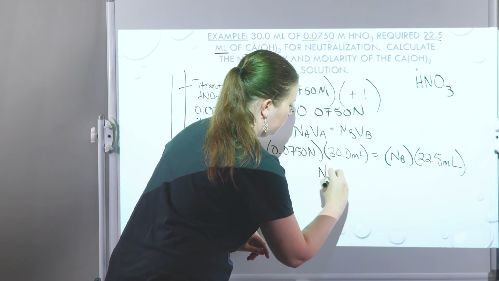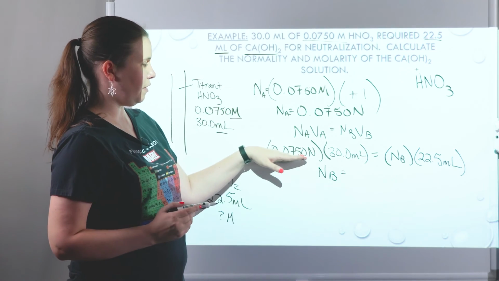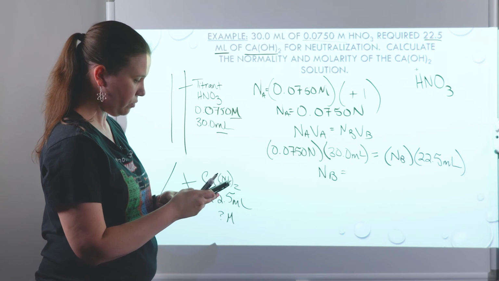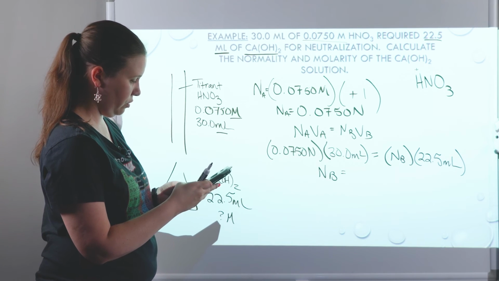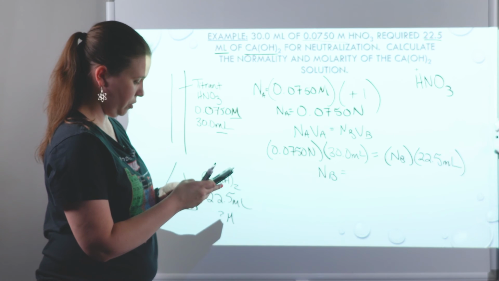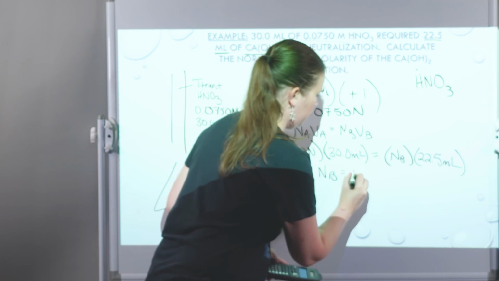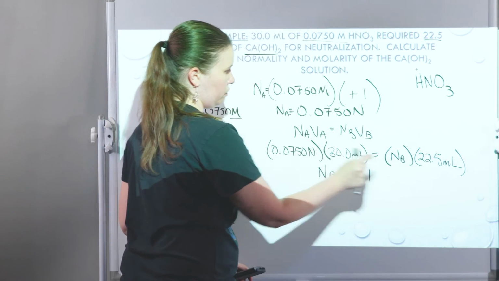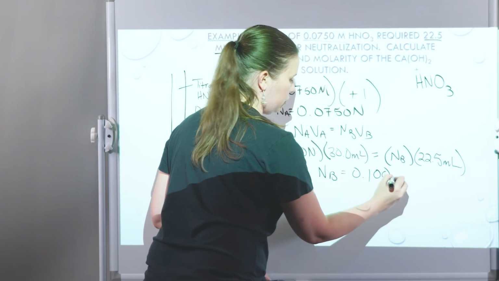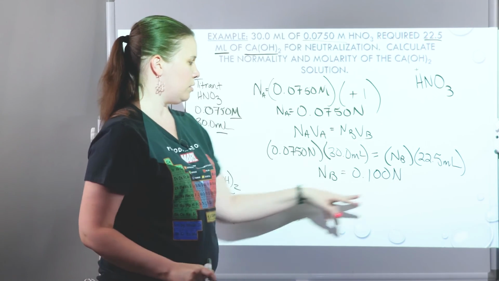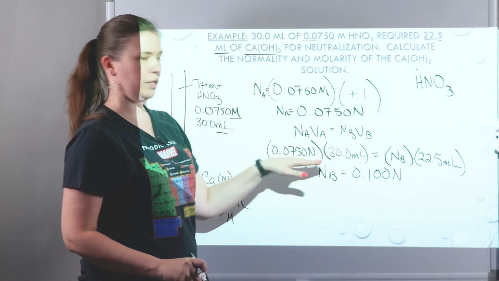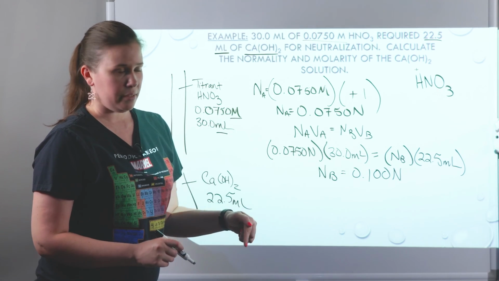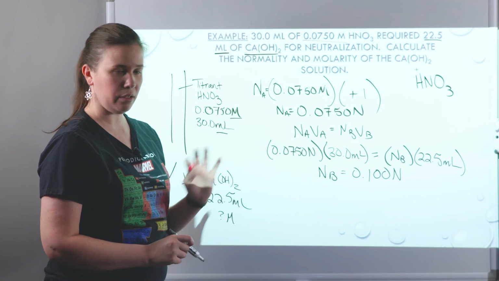So what do we get when we take the 0.0750, multiply by the 30, and divide by this 22.5? So it's going to be 0.075 times 30 divided by 22.5. And I get 0.1 in the calculator. But notice I have 3 sig figs, 3 sig figs, 3 sig figs. So I'm going to add a couple zeros here and give it the unit N, because it's normality. And notice how the milliliters would have canceled out, but the normality wouldn't have. So that would be my normality of the base, but not necessarily the molarity of the base.